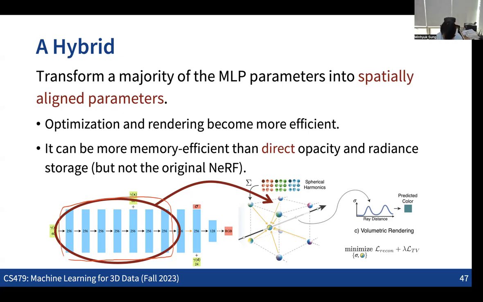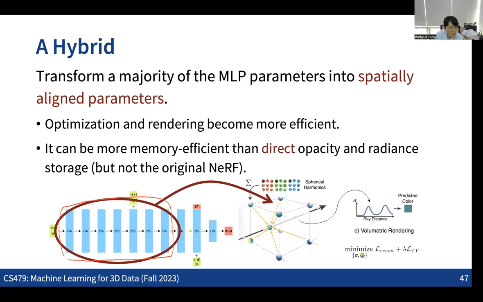So that's the basic idea of making the hybrid version. This can still take advantage of the voxel representation in terms of optimization, and the rendering becomes way faster. It can also be slightly more efficient than the plain voxel representation, because we are not directly encoding the opacity and the radiance values. We just have the feature vectors that will be decoded using the small MLP. So that's the idea of making the hybrid version.